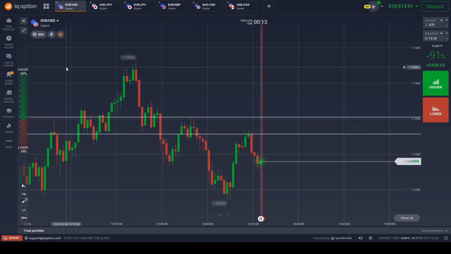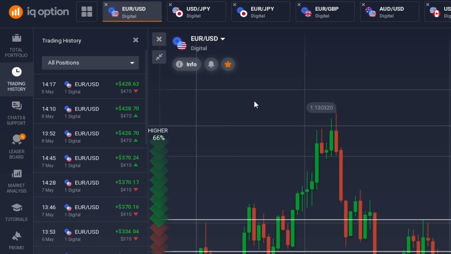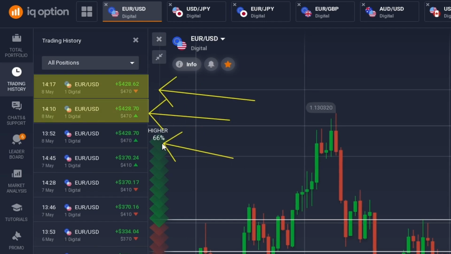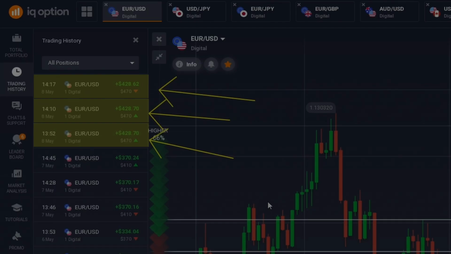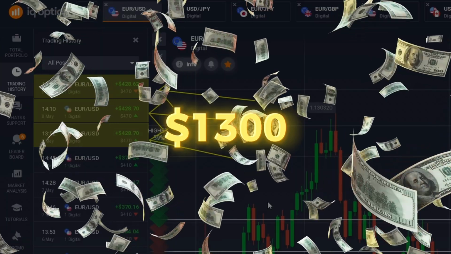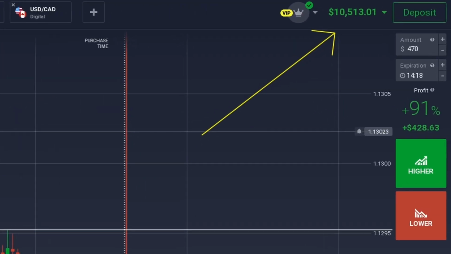Now that is it. Final breakdown for today. We took 3 trades, made around $1,300, I guess. Final balance $10,513. That is it for today.